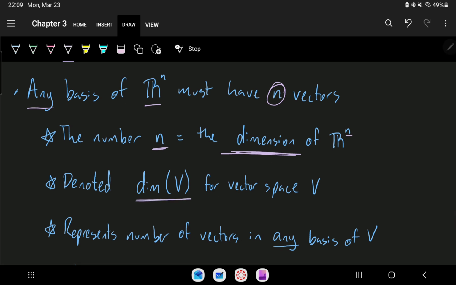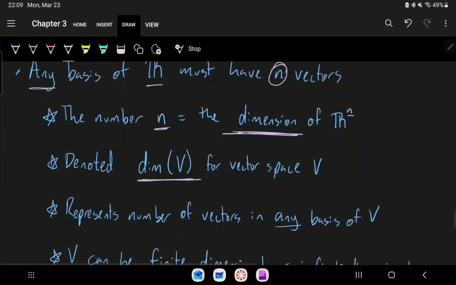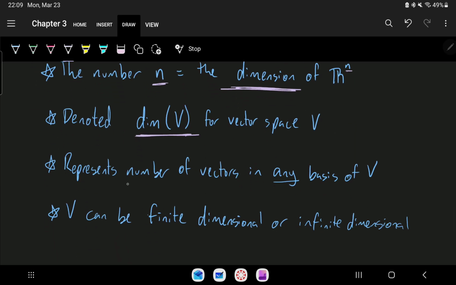And we denote it using this terminology right here, if V is the vector space. Like I just said, this represents the number of vectors in any basis of V, right? And once again, this makes sense because if a supposed basis has fewer vectors than n, it is not going to be linearly independent. It's going to be dependent because you're going to have a free variable, right? All of these ideas are starting to come together. It's really nice.